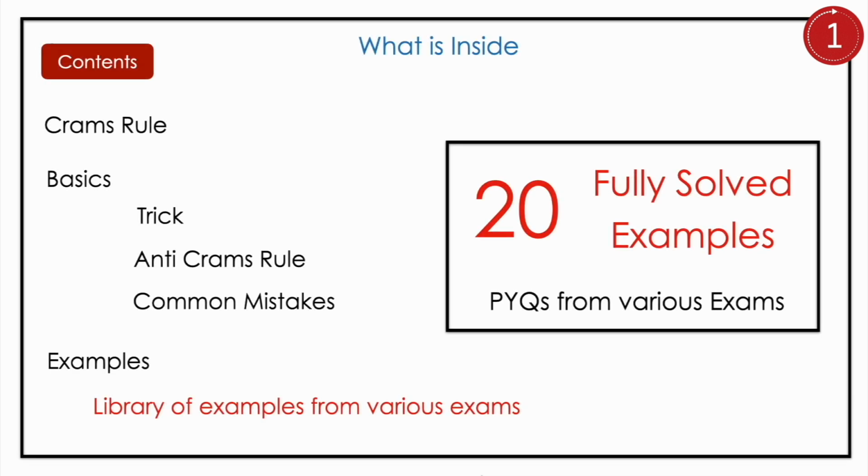What is inside this video? First, we will see what is Cram's rule, then the basics including mechanism, then a trick to identify the product, then the variation in Cram's rule, that is anti-Cram's rule or chelation model, then common mistakes involved in the prediction of the product. Finally, we will end up with fully solved examples from various examinations. It will be very useful for you to crack any examination.